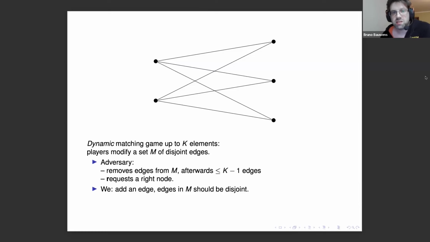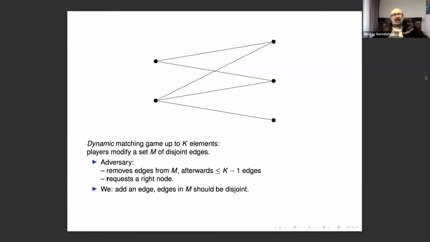Let's remove 1 edge in the next slide, and then this graph does not have dynamic matching up to 2 elements. Now the question is, can you tell what the opponent should do?